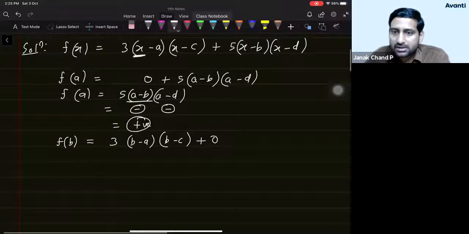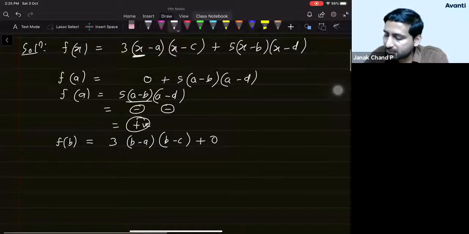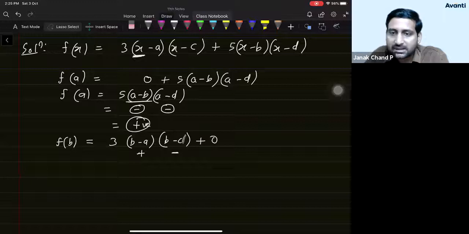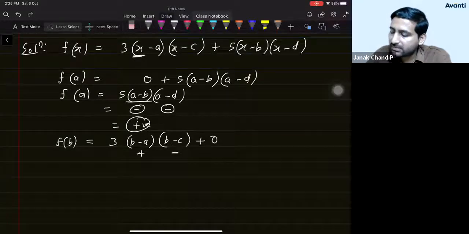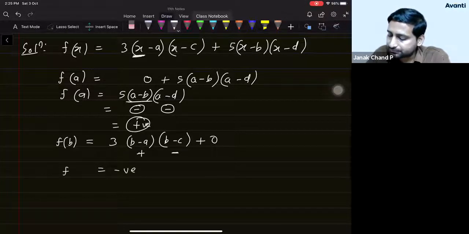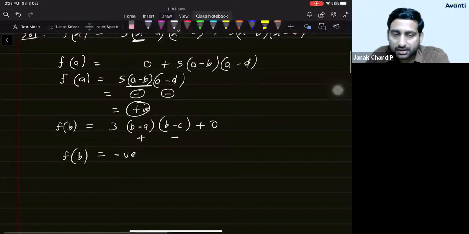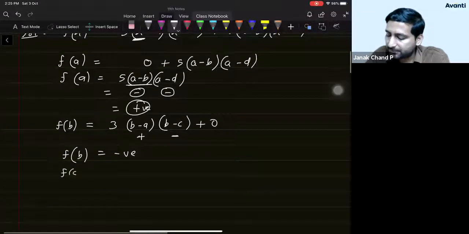Can anyone tell me whether this quantity is positive or negative? So there's no doubt, students, right? This first expression will be positive and the second will be negative because B is bigger than A, but B is smaller than C. So we can say that positive into negative will be negative. So that is your conclusion. Okay, next, f of C.